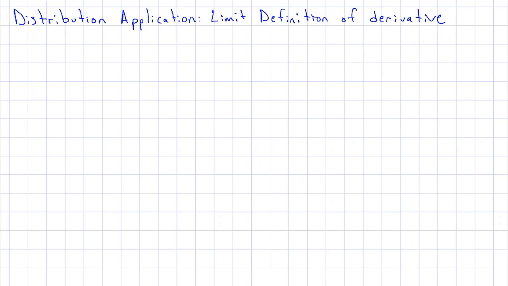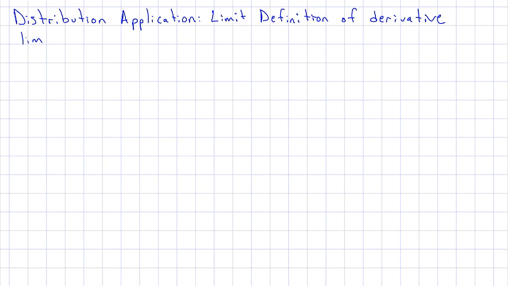Let's get started. So today I'm going to talk about the limit definition of derivative, which is an application of the distribution rule of FOILing. So we often end up with these problems and we have to simplify, and that's where distribution comes in. So let's go ahead and remind you of the limit definition of a derivative.